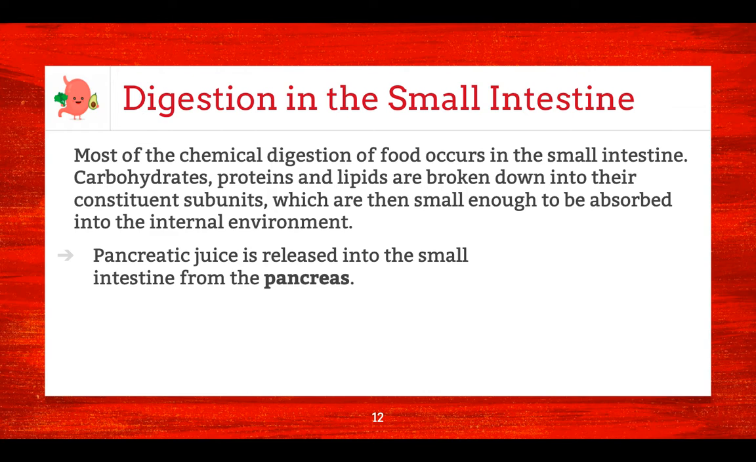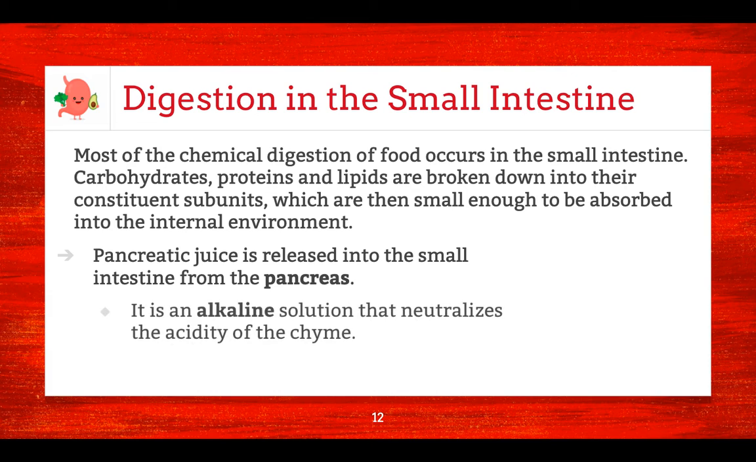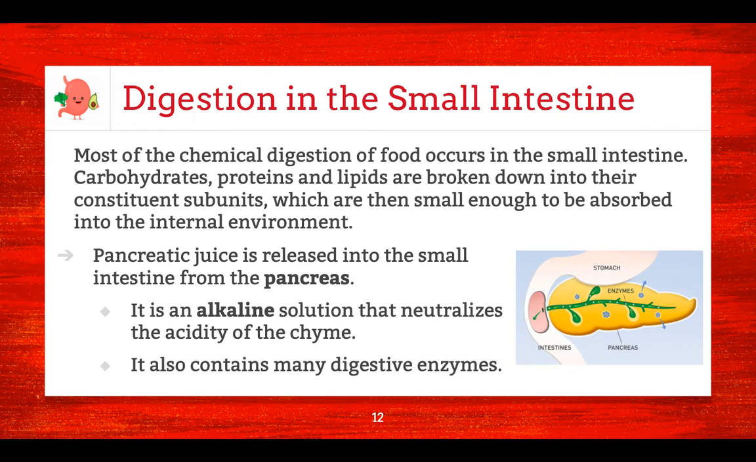So in the small intestine, there is pancreatic juice that comes from the pancreas. So it is an alkaline solution or basic solution because as the chyme comes into the small intestine, it's going to be acidic, and that would be harmful to the small intestine. So one of the first things that happens is it mixes with this alkaline solution from the pancreas and neutralizes it. The pancreatic juice also contains many digestive enzymes, which are going to be acting on the food.